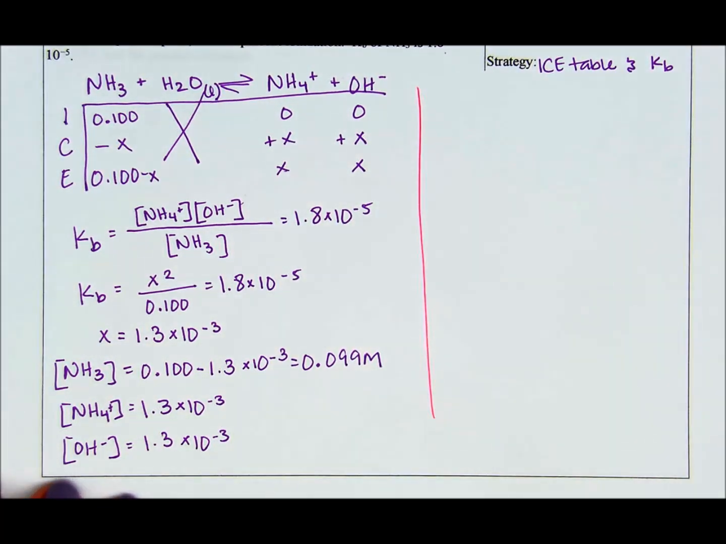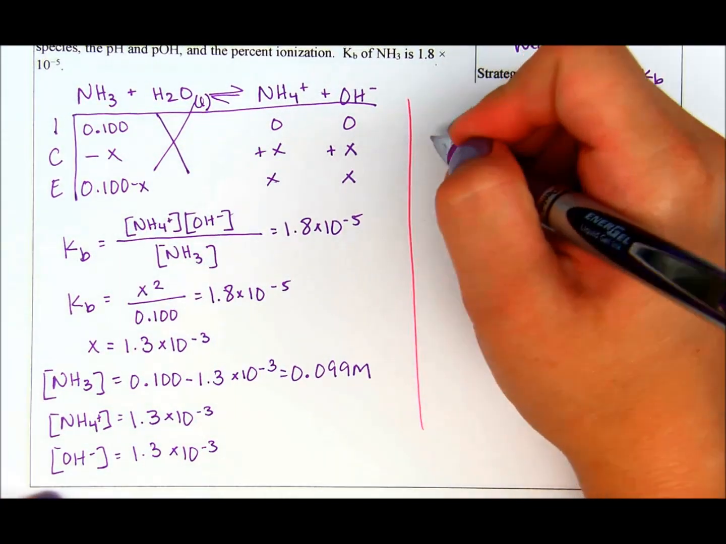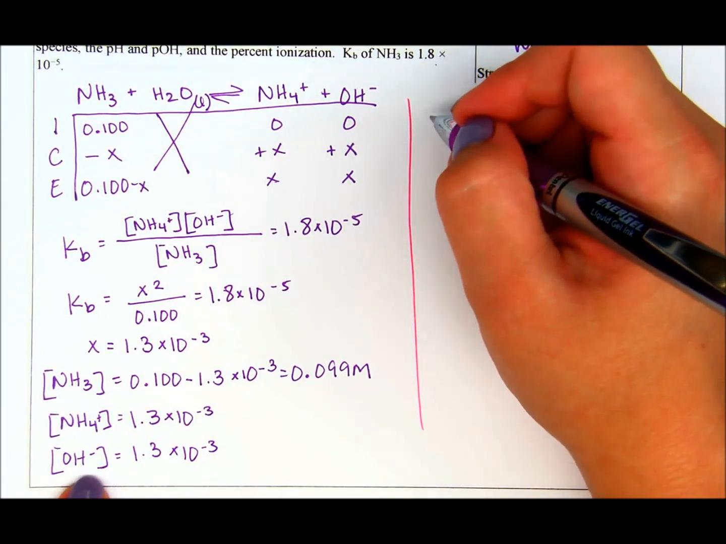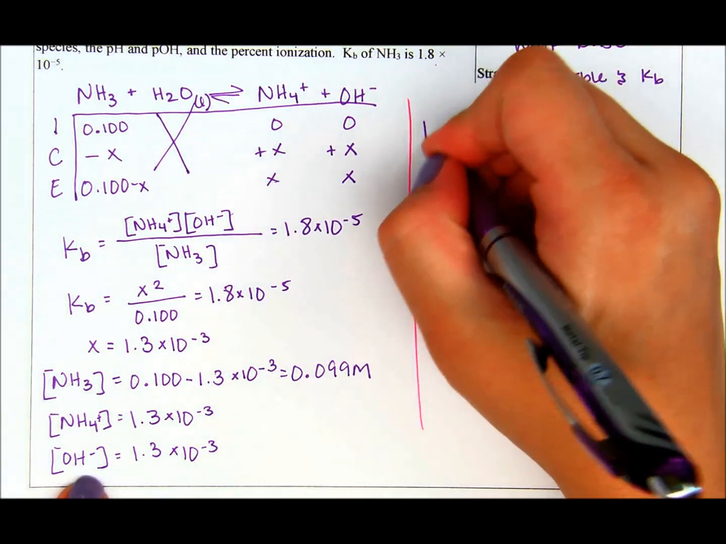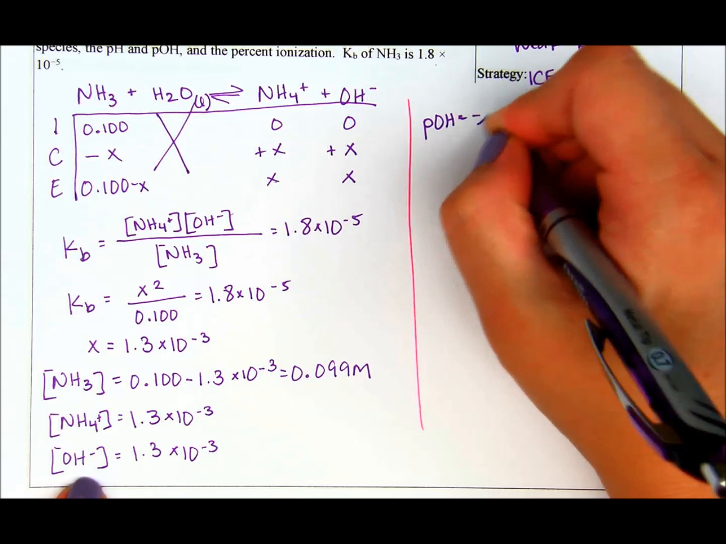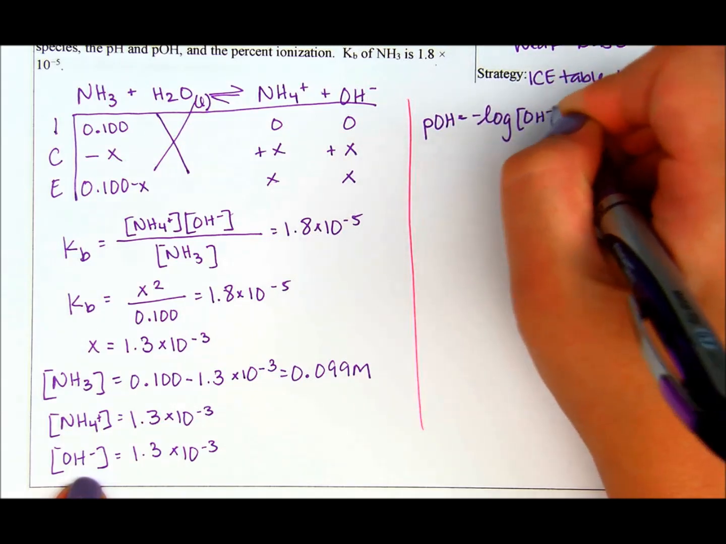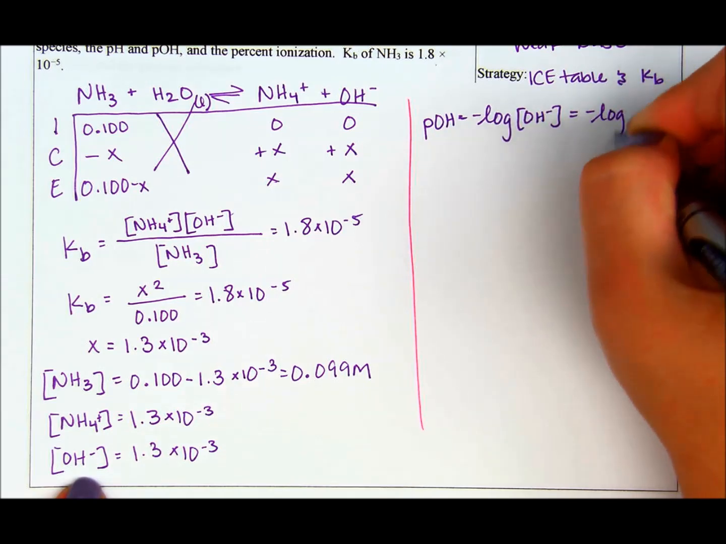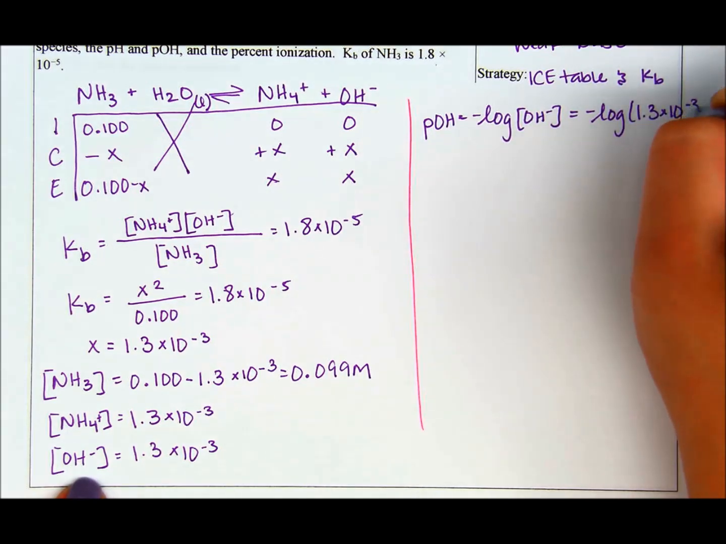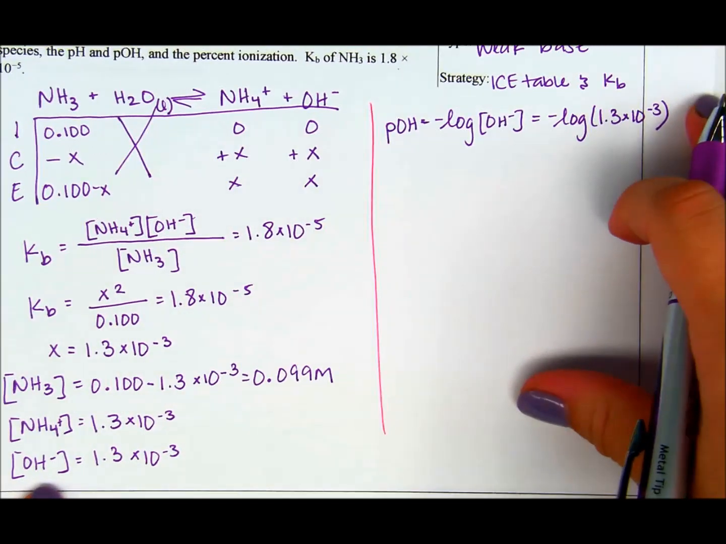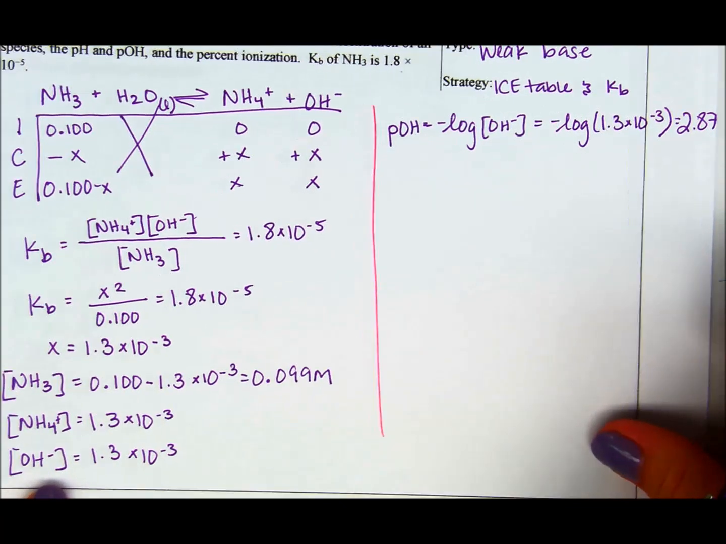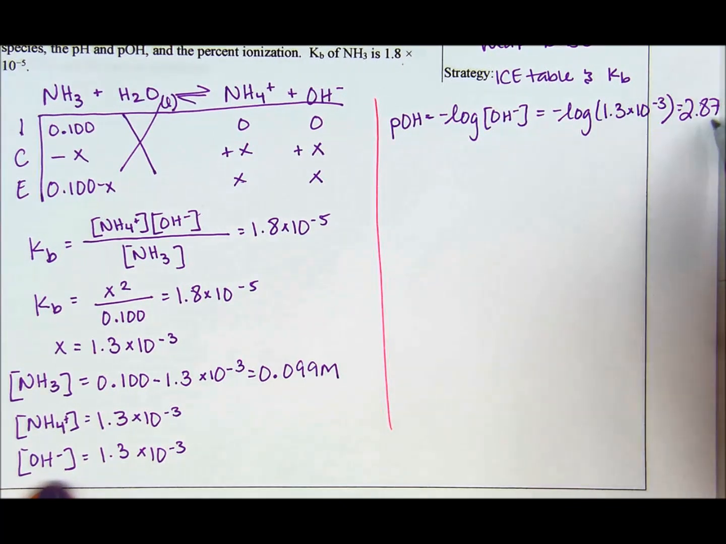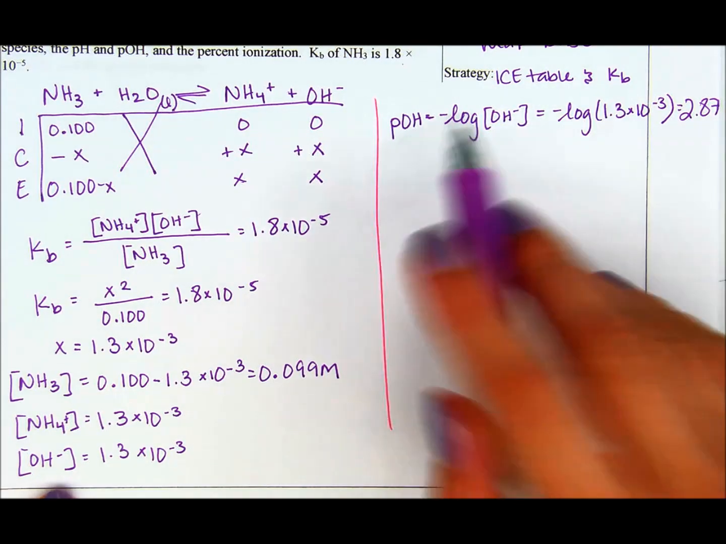Okay, let's move on to the other side to find the rest. So I'm going to find pOH first instead of pH first. Again, it doesn't matter what order you go in, just whatever's easier for you. But I already have my hydroxide ion concentration here. So I'm just going to find my pOH first. pOH equals negative log of the concentration of hydroxide ions, which equals negative log 1.3 times 10 to the negative 3, which when you plug that in should give you 2.87. So that's my pOH. And that's a good thing because my pOH is very low, which indicates a base.